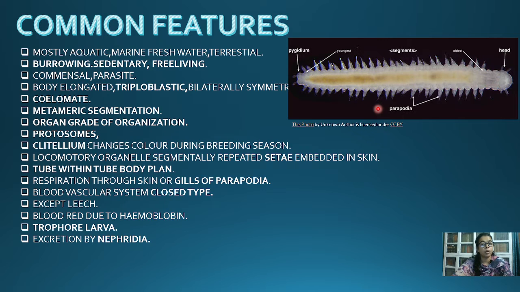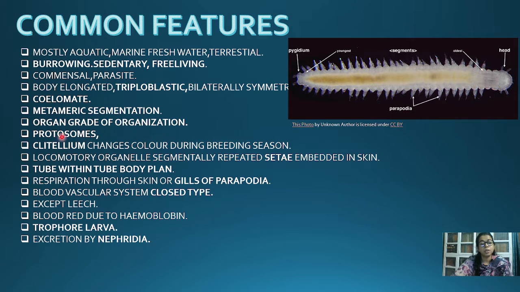And one more important feature is that they are protostomes, that is the mouth develops first and then the anus develops. So these organisms are known as protostomes. If you want to know what protostome and organ grade are, I have discussed all this already in the first part of the invertebrate series, so do watch it.